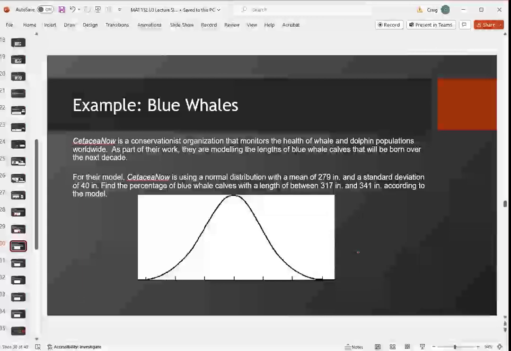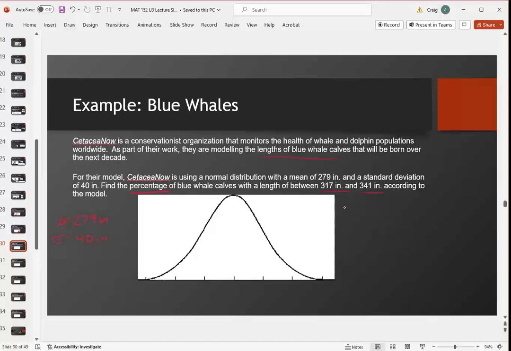We have a conservationist organization that monitors the health of whale and dolphin populations. Here we have a normal distribution. They're modeling the lengths of blue whales that will be born. Okay, so it's the length of a whale. They're using a normal distribution with a mean of 279 inches, a standard deviation of 40 inches. We want to find the percentage of blue whale calves that are between 317 and 341.